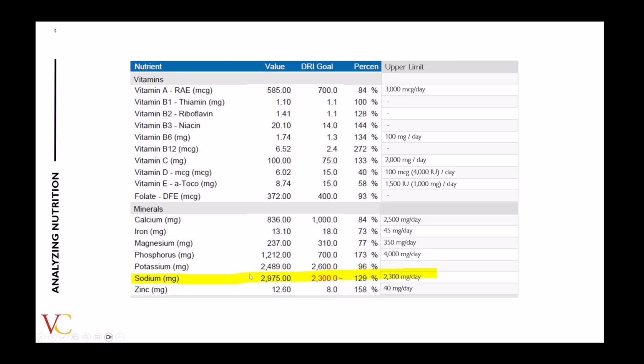Now, Kayla consumed 2,975 milligrams, which does exceed both the DRI and upper limit. So we would say that Kayla consumed more sodium than recommended. We might even take it a step further and identify which foods she consumed contained the most sodium that she could cut back on. But we'll save that for another video.